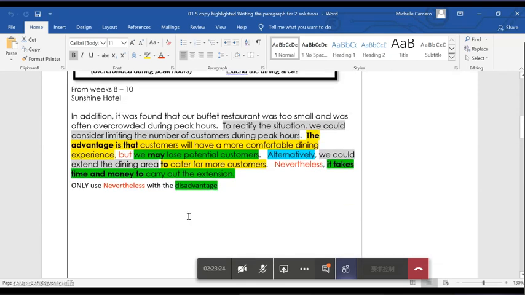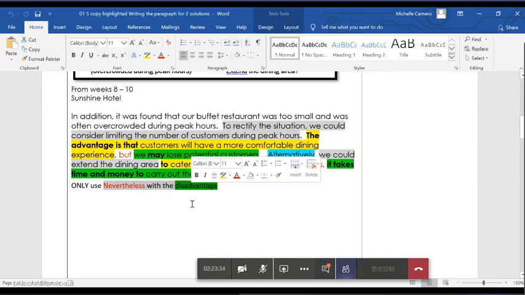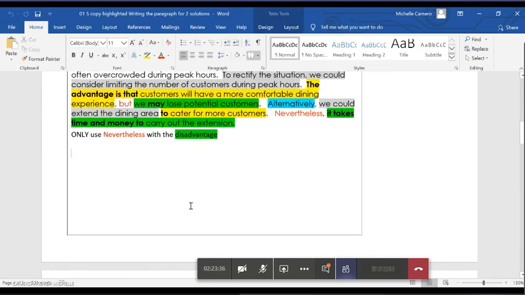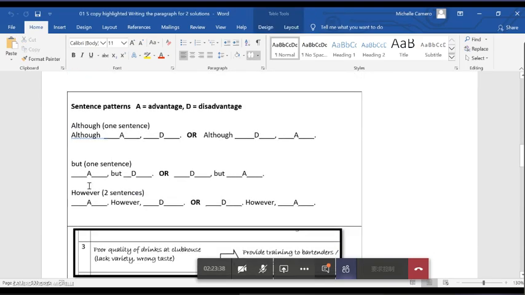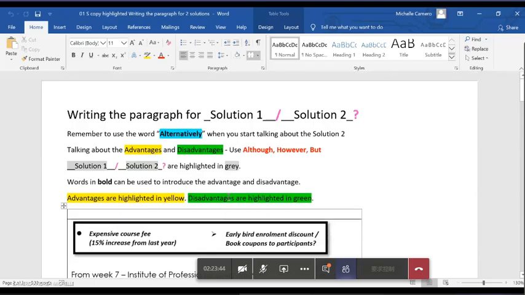But please also remember that you can use nevertheless to show the relationship between the advantage and disadvantage, but nevertheless can only be used with the disadvantage. Okay, but although, however, and but can be used with the advantage or the disadvantage. It doesn't matter. They go with both of them.